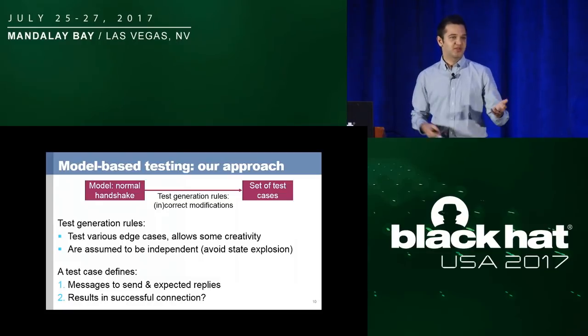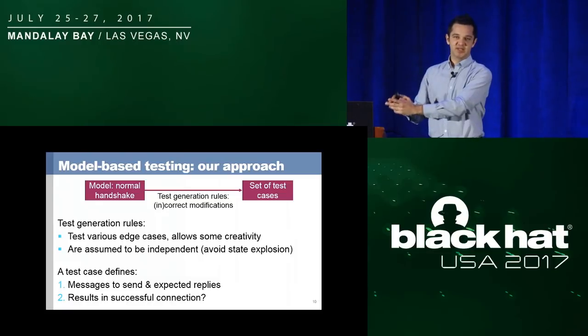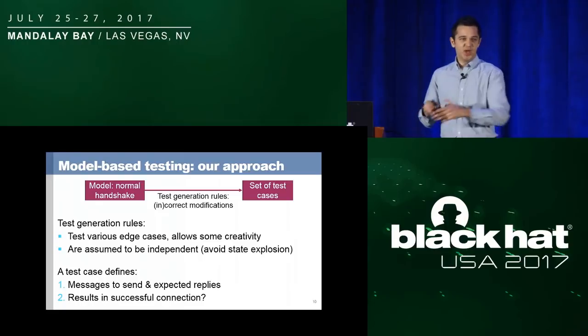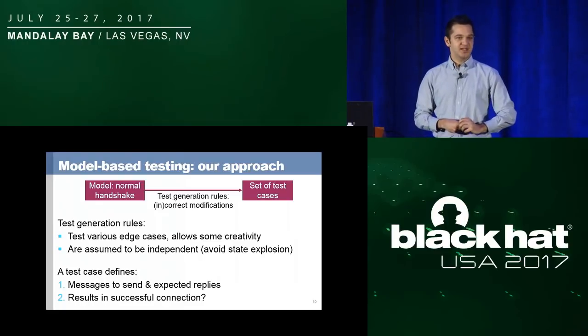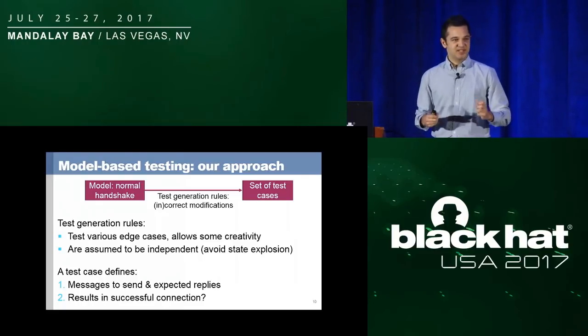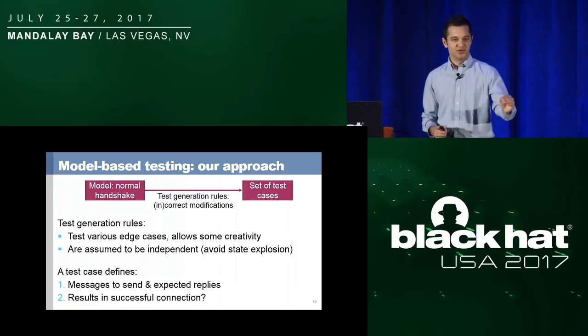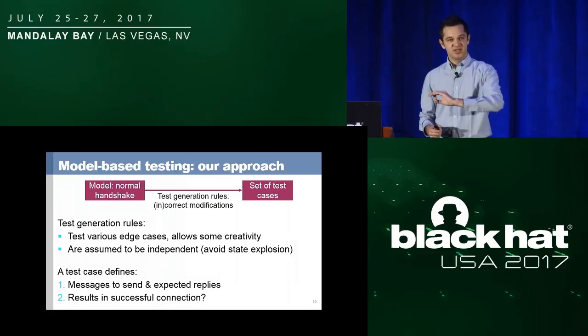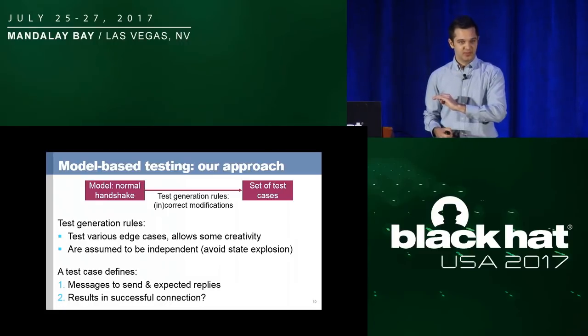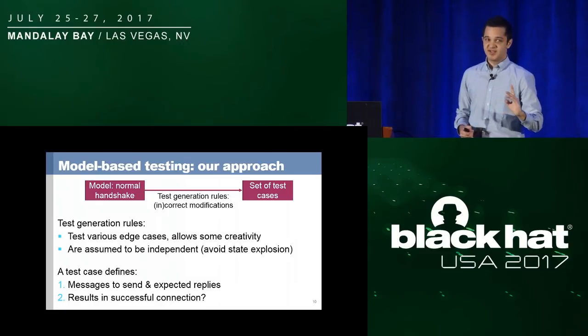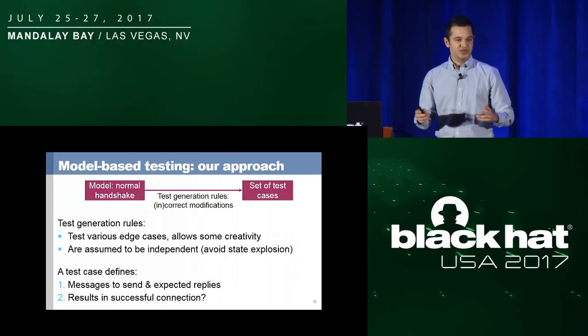Once we have our test generation rules, we apply all these test generation rules to our model, to our normal execution of the handshake, and we end up with a test case. So in our work, what is the definition of a test case? A test case essentially specifies the messages that you want to send to the implementation under test and the replies that you expect in return. But that's not everything that the test case defines. It also says whether this should result in a successful connection with the access point, for example.